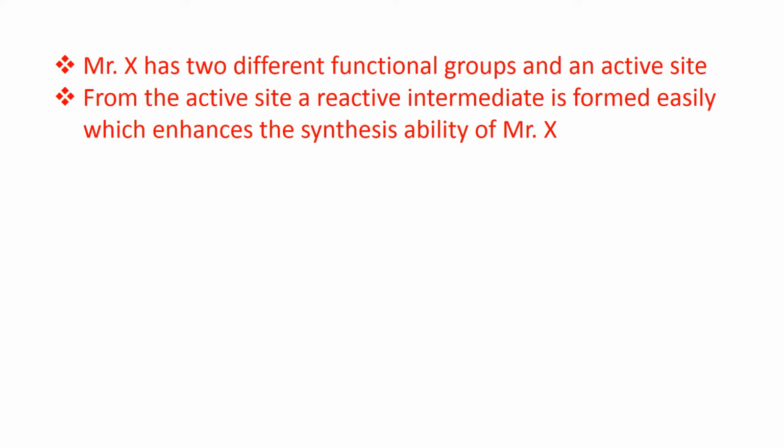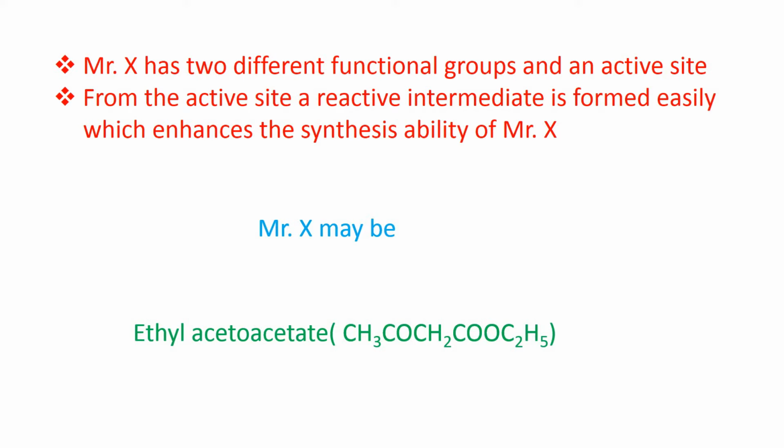So, from these two clues, we can guess Mr. X as ethyl acetoacetate. Now, we have to confirm it. So, Mr. X may be ethyl acetoacetate because in this molecule you have two functional groups, one ketone group, one ester group, and the active site, that is active methylene group. Now let's confirm it with other clues.